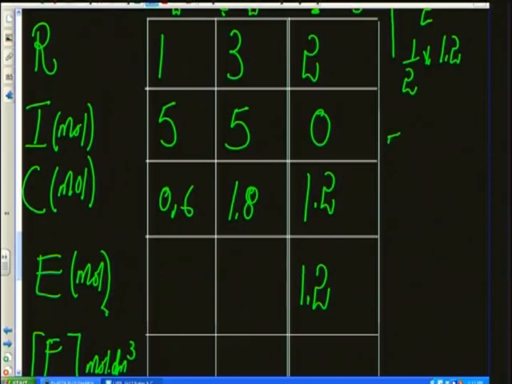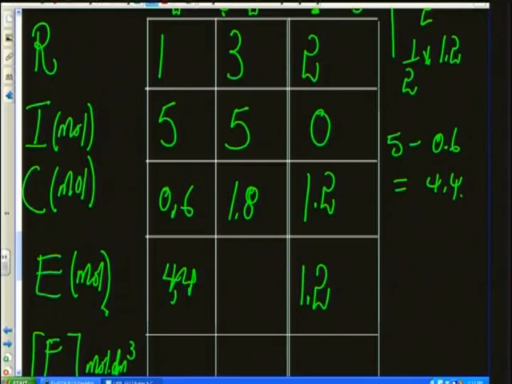We'll say 5 less 0.6. And what you're going to get is 4.4. So you can actually come here and say, okay, I'm left with 4.4 at equilibrium. So that's 4.4 at equilibrium.